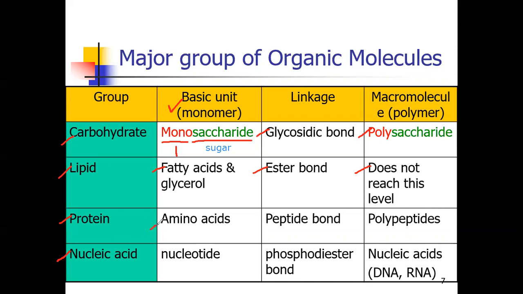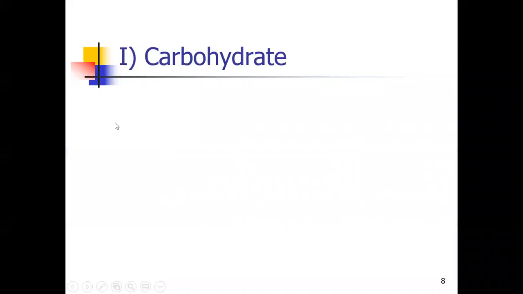Protein is made of amino acid as the monomer, joined by peptide bond to form the polypeptide. Nucleic acid is made of nucleotide as the monomer, joined by phosphodiester bond to form the nucleic acid, for example, DNA and RNA. So we will first look at carbohydrate as the biological molecule in our body.